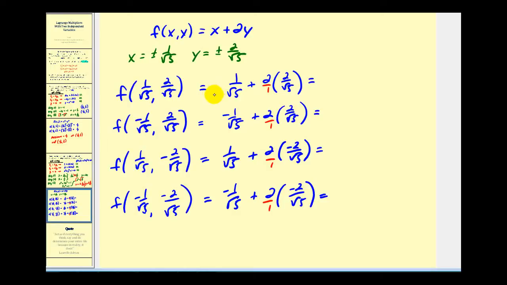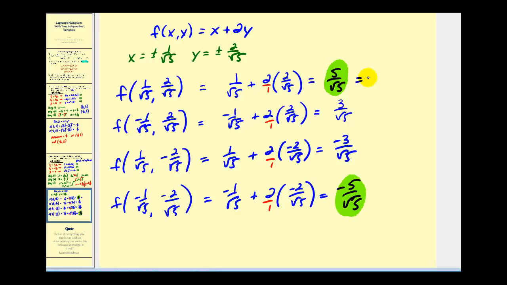Okay, for the sake of time, I've already set this up. Notice it resulted in 4 different points to consider. Here we're going to have 1 plus 4, that's 5 over square root 5. Here we're going to have negative 1 plus 4, that'll be 3 over square root 5. Here we're going to have 1 plus negative 4, that'll be negative 3 over square root of 5. Here we're going to have negative 1 plus negative 4, negative 5 over square root of 5. So the largest value here would be the maximum. So this is our maximum function value, and this would be our minimum function value.